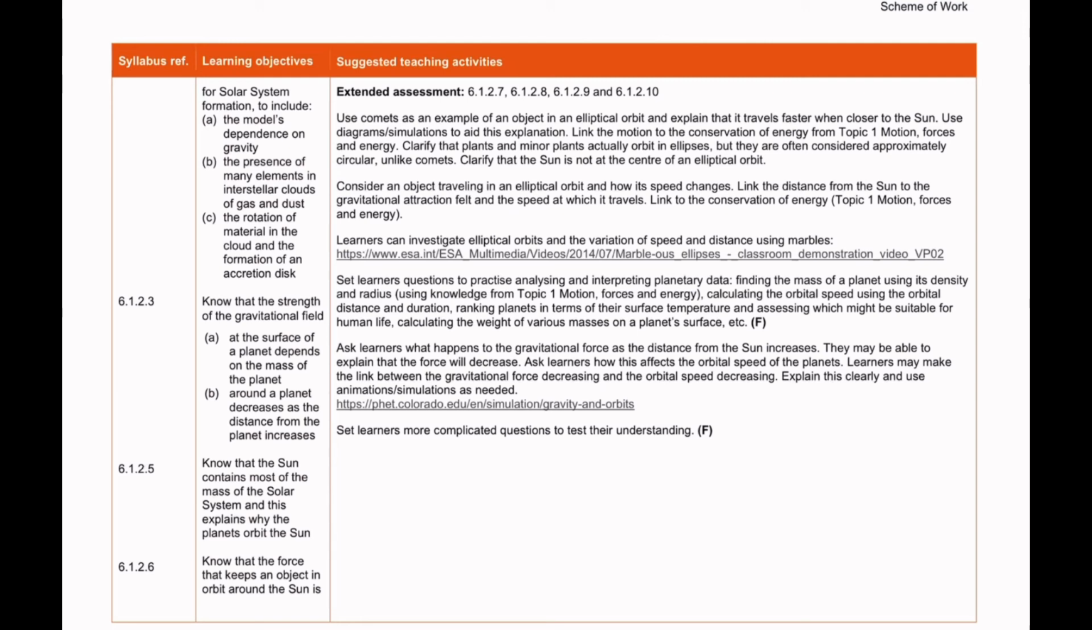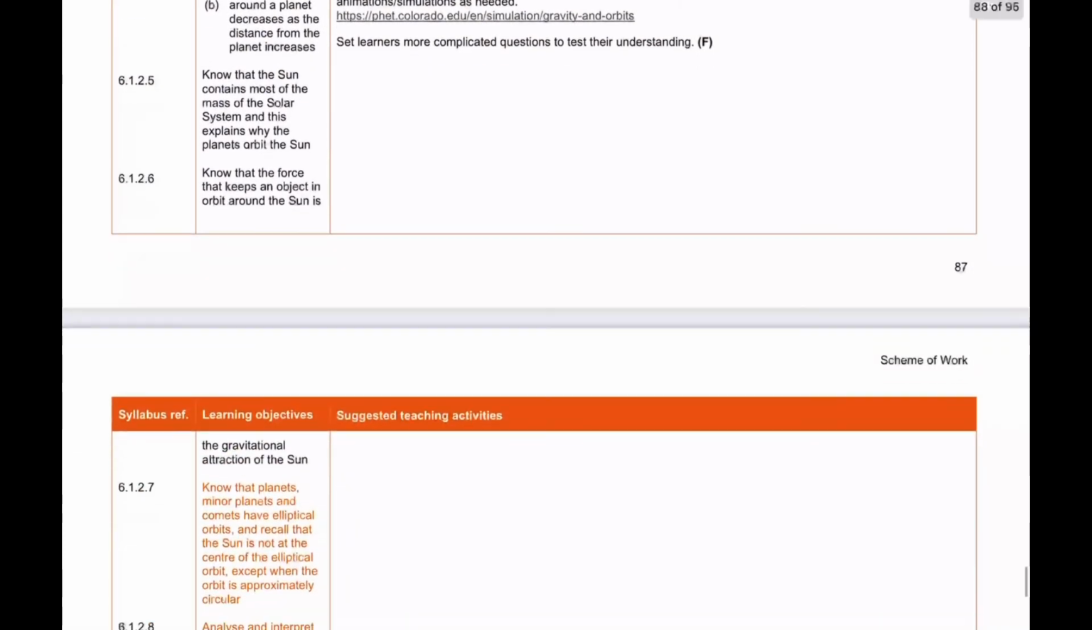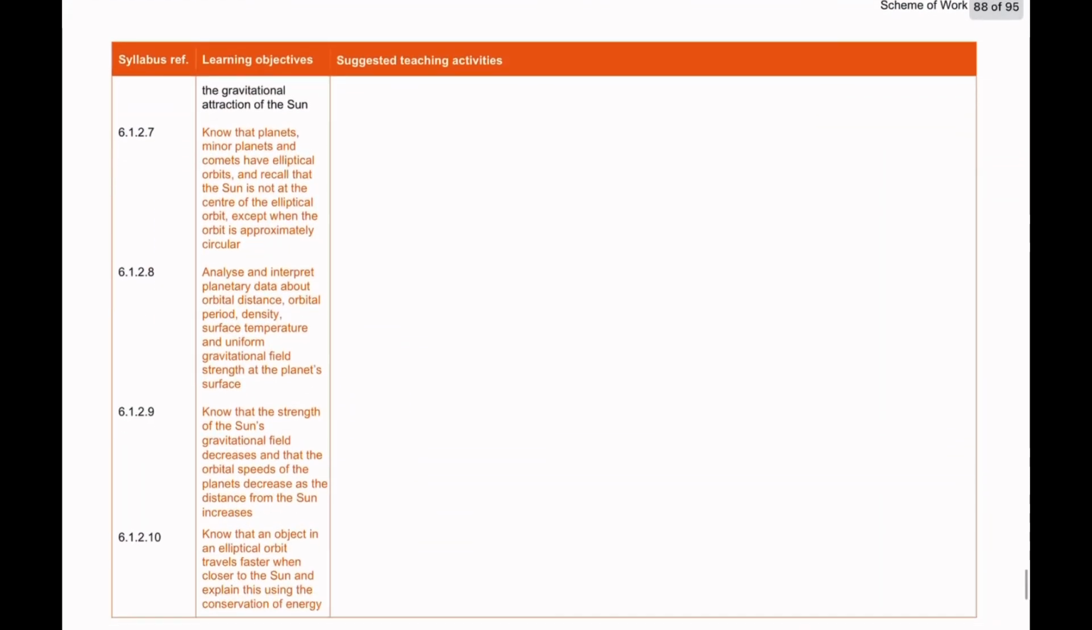Note that the strength of the gravitational field A. at the surface of a planet depends on the mass of the planet, B. around a planet decreases as the distance from the planet increases. Note that the Sun contains most of the mass of the solar system, and this is what explains why the planets orbit the Sun. Note that the force that keeps an object in orbit around the Sun is the gravitational attraction of the Sun.